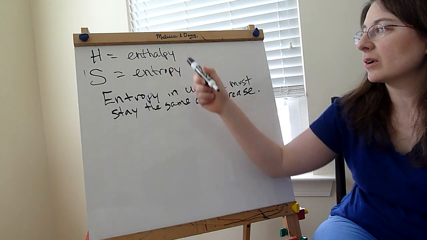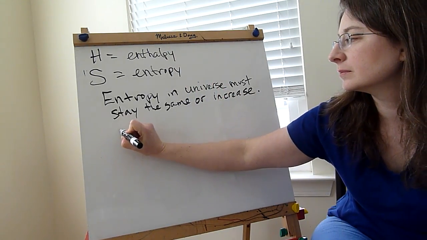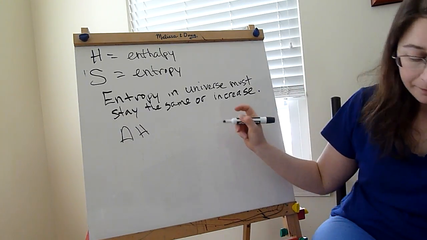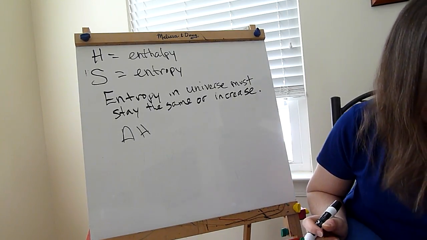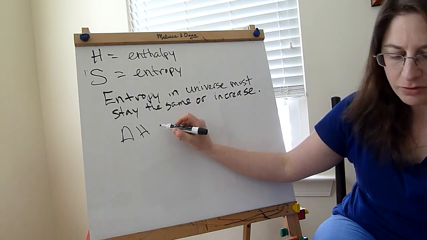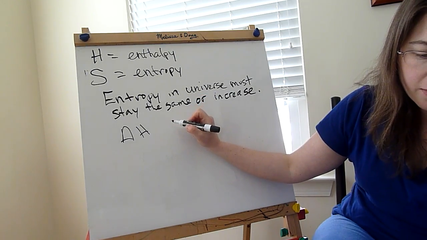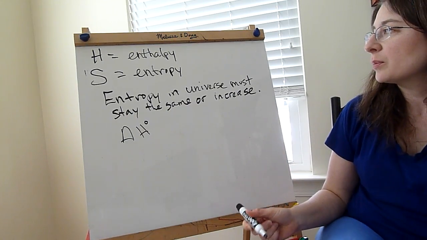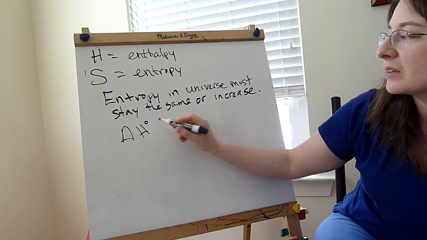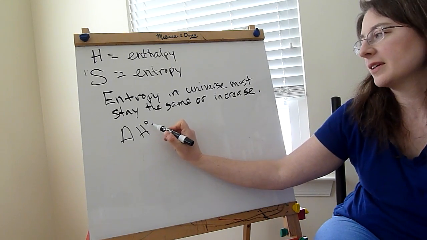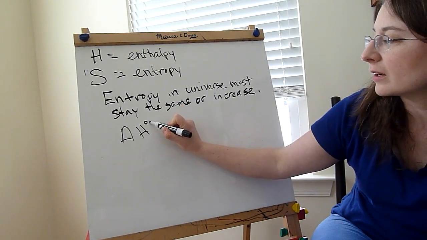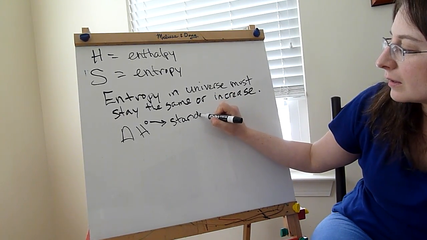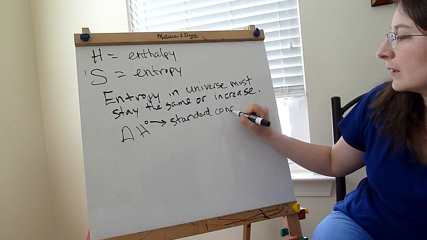The equation for Hess's law, change in enthalpy, and Hess's law uses this notation. Let me show you. So Hess's law says the change in enthalpy at standard conditions. See this tiny little mark, it looks like a degree mark, like degrees Celsius. This little mark here means standard conditions.